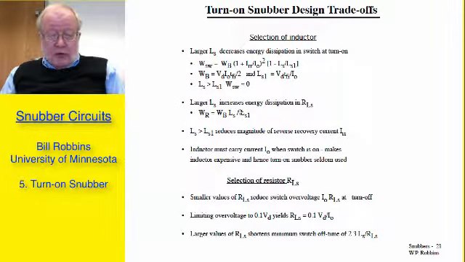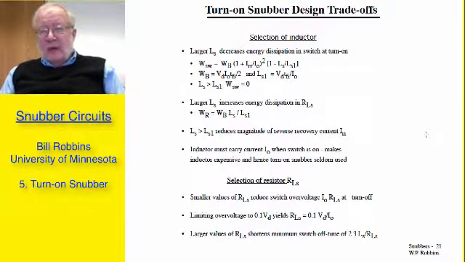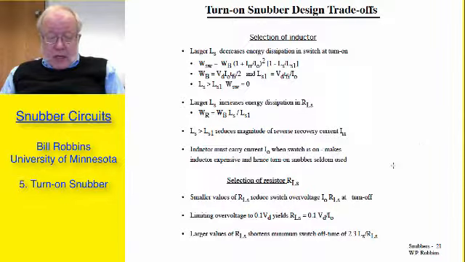However, a large value of Ls, larger than Ls1, means more energy being dissipated in the resistor. Large values of Ls are also going to reduce the reverse recovery current because of the slower rate of change of the current. Usually these turn-on snubbers are not used unless it's extremely important that you do so, because the inductor has to be designed to carry the full load current, and that makes the inductor large and expensive, and so a turn-on snubber like this is not used very often if you can avoid it by other means.